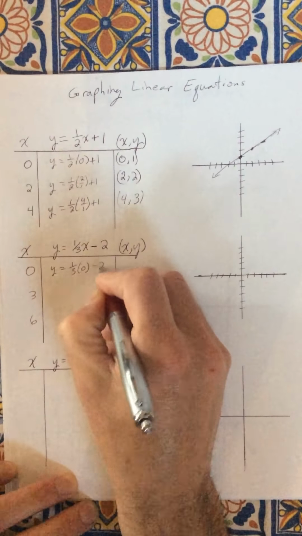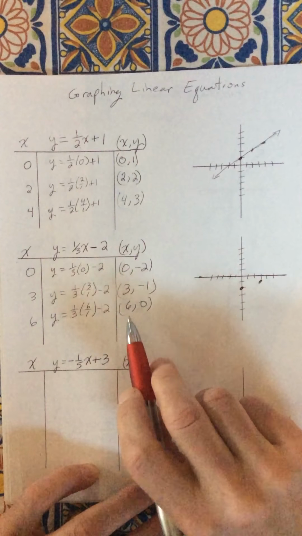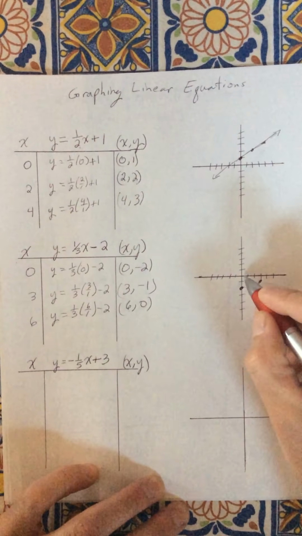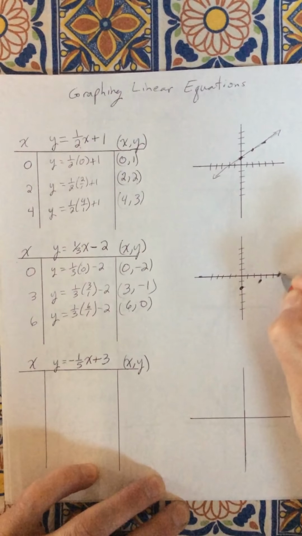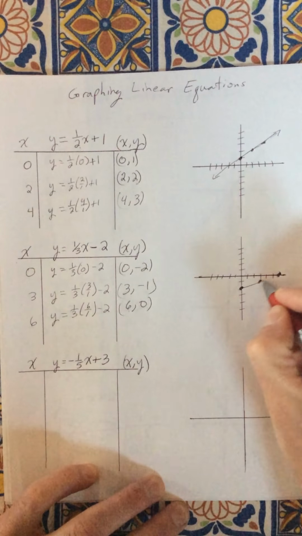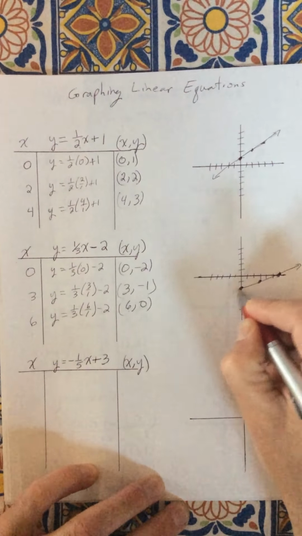So there's my 3 pairs of coordinates. 0, negative 2 is there. 3, negative 1 is there, going over 1, 2, 3. And I have 6, 0. So I'm going to go over 1, 2, 3, 4, 5, 6, and there's my last coordinate. You can see there's my straight line. I could pick any numbers I want, and they're going to be on that line somewhere.